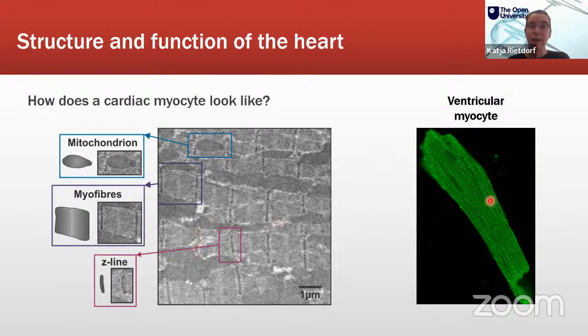On the right-hand side, you've got a fluorescence image of a ventricular myocyte that was stained for a calcium channel. So in green, you see where this calcium channel is present. And again, you see this striated appearance of the myocytes.